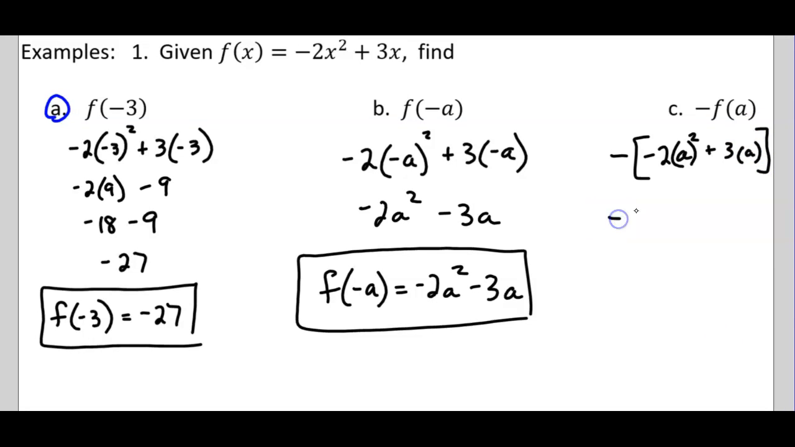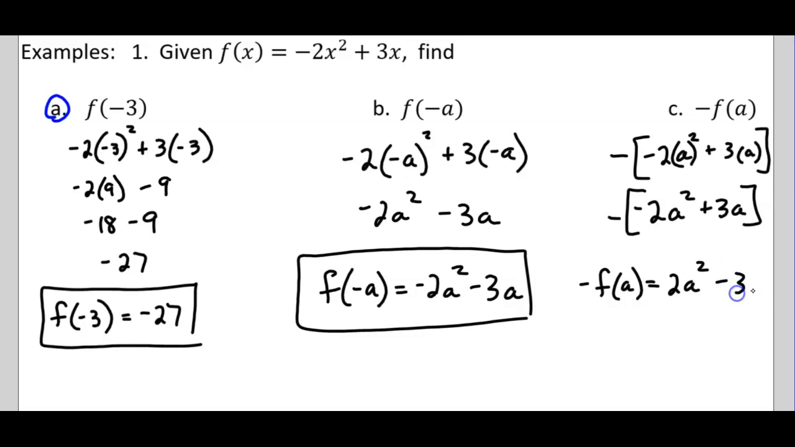So you're getting the opposite of -2, put those brackets in, a squared plus 3a, and then you're going to have to distribute that sign, so you're going to get, I'll try to put it all in one here. The opposite of f of a is going to equal 2a squared minus 3a. And then that's what it would look like. Okay, so I think there's one more.